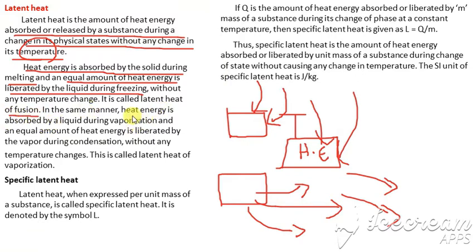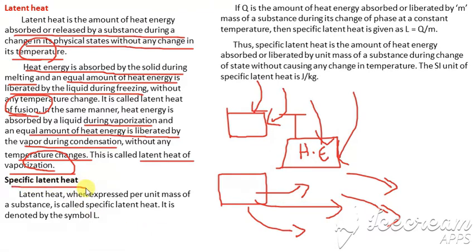In the same way, heat energy is absorbed by the liquid during vaporization and equal amount of heat energy is liberated during condensation without any change in the temperature, and this is called as latent heat of vaporization. Okay, so this is called as latent heat of fusion and this is latent heat of vaporization. So next we have specific latent heat.